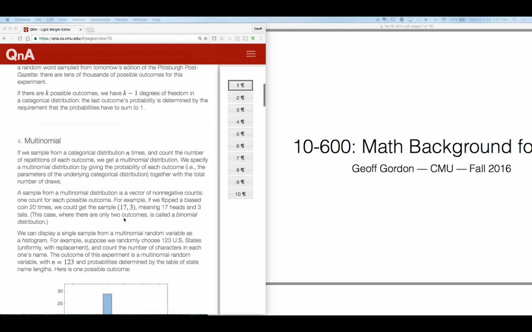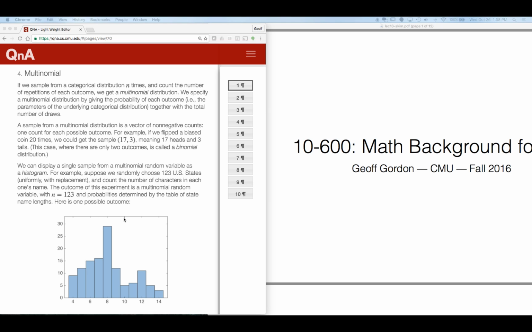The next one I wanted to mention is multinomial. So a multinomial is basically a repeated categorical variable. So what that means is, let's say we take n samples from a categorical distribution. So n coin flips or n draws of a state from the United States, or n draws of a student from our class. And we count the number of outcomes, right? So for the states, we could count how often each state came up, or we could count some derived outcome like how many letters there are in the name of the state, or what's the population of the state.